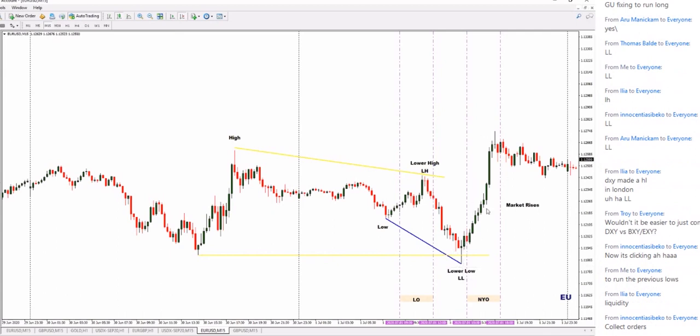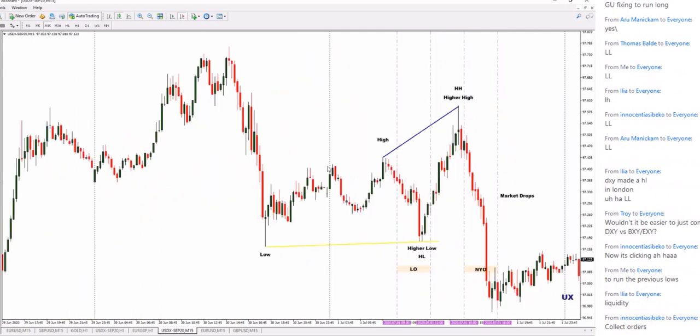Same thing here on DXY. We were looking for liquidity above these highs here, right? And we did that. This was previous week high, right? We cleared that, and then boom, we came right back down afterwards. Okay, so that it lines up together.